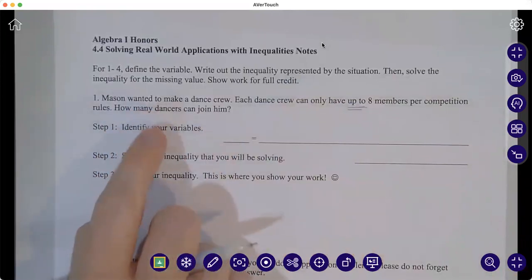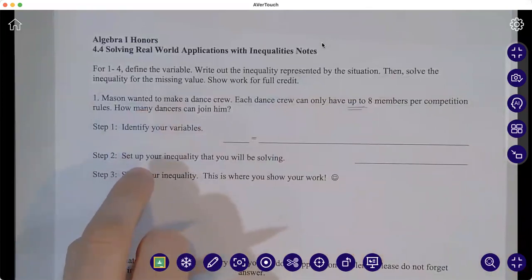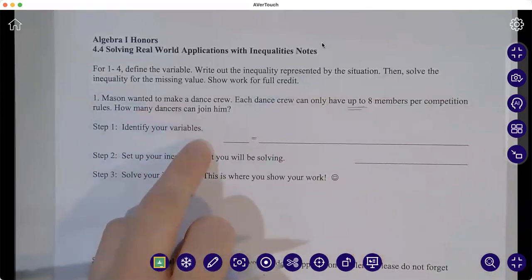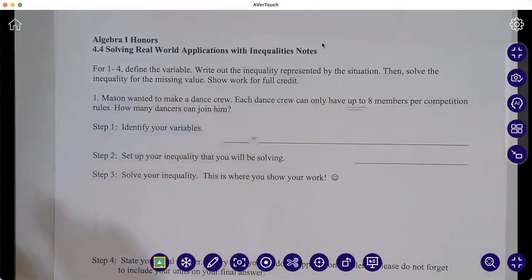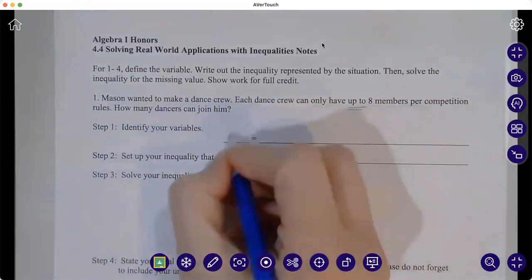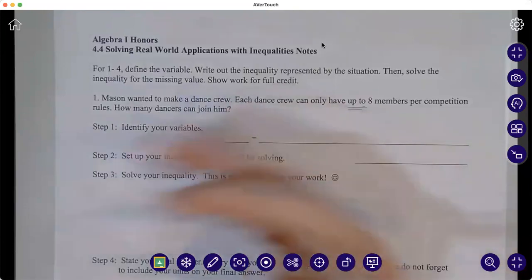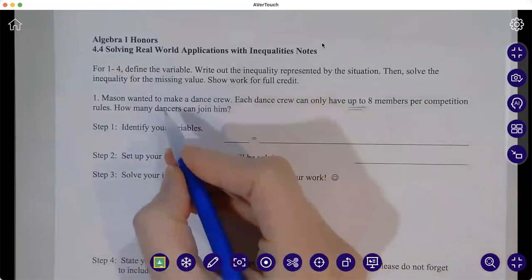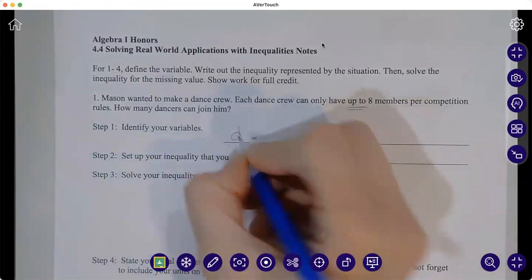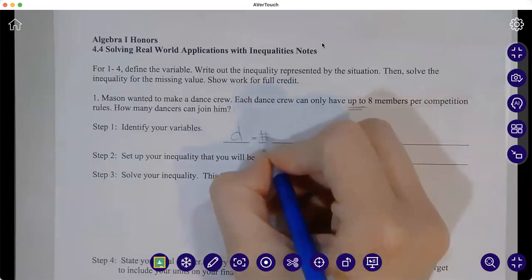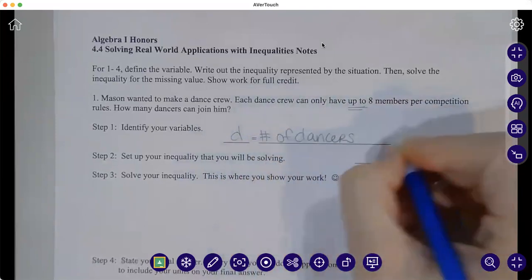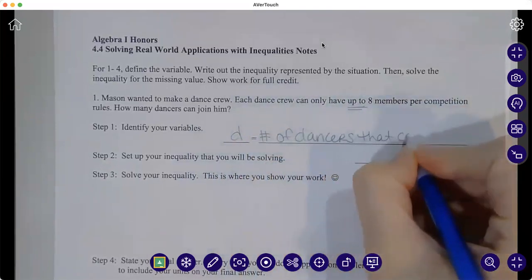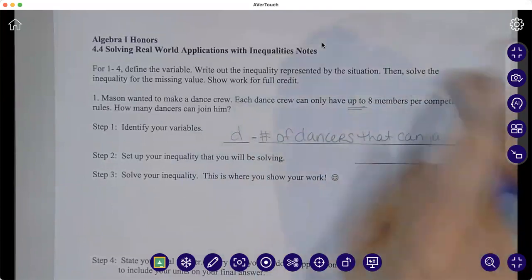Okay. So based on what we've learned before with real-world applications, the question helps us with the variable. So how many dancers can join him? We're trying to figure out the number of dancers that he can have join him. So we want a variable that matches it. Now you can pick X or you can pick a letter that represents what you're looking for. We're looking for dancers, so I'm going to go ahead and say D. So D is going to be the number of dancers that can join Mason.